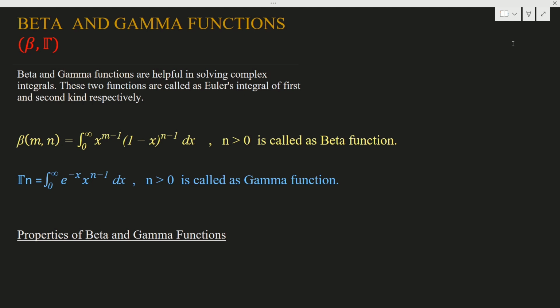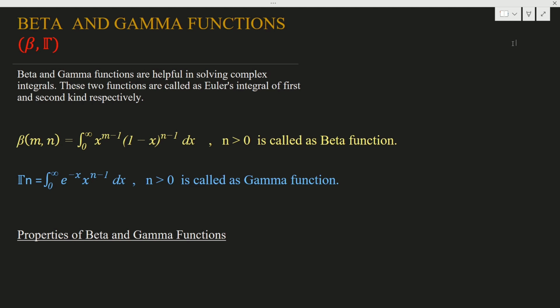Now let us see the formulas for beta and gamma functions. So beta of m, n is equal to integration from 0 to infinity x raised to m minus 1 into 1 minus x raised to n minus 1 dx, where n is greater than 0. Such type of functions are called beta functions. And the gamma function is gamma of n equal to integration from 0 to infinity e raised to minus x, x raised to n minus 1 dx, where n greater than 0, is called the gamma function.